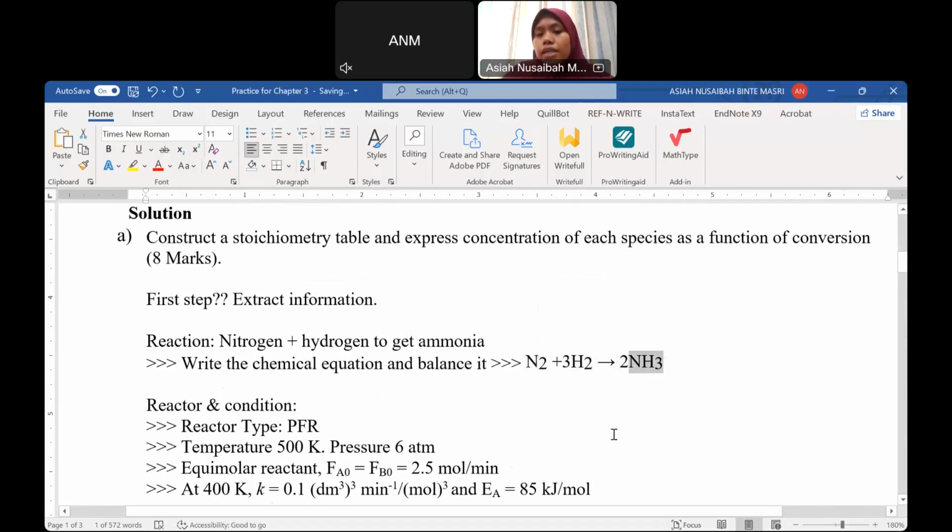You should know how to write the chemical formula. So you balance the chemical equation. We got nitrogen plus 3 hydrogen to get 2 ammonia. Is this the right way to write the chemical equation? Yeah, it's balanced, but to proceed afterwards, we might need to know which one is A, which one is B.